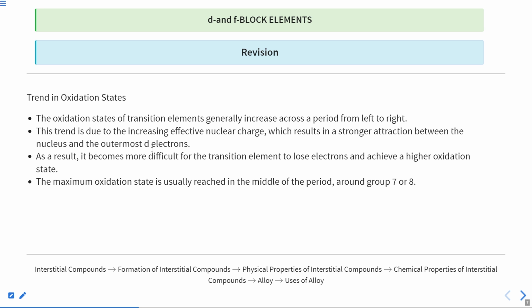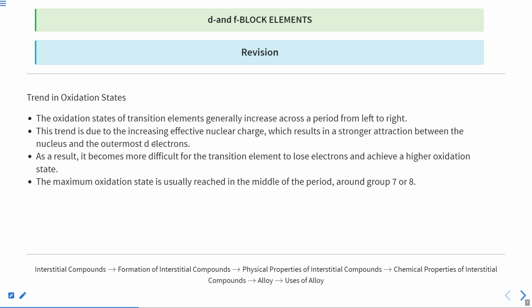Since we are moving from left to right, the number of electrons is less on the left hand side. Therefore, the number of possible oxidation states is also less for the elements present on the left hand side. Now, as the number of electrons increases, the number of oxidation states possible for that element also increases. Clear? But after a certain point, what happens is that the effective nuclear charge is increasing.